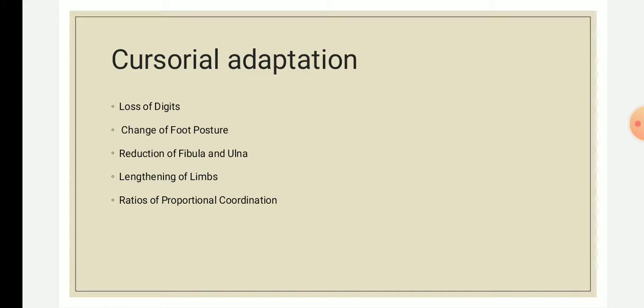Okay. Similarly, in birds, what happens? Birds show a fusion of metacarpals, and they have speed adapted ungulates. In ungulates, there is a fusion of the tarsals and the carpal bones, and this gives rise to the hoof. Okay.